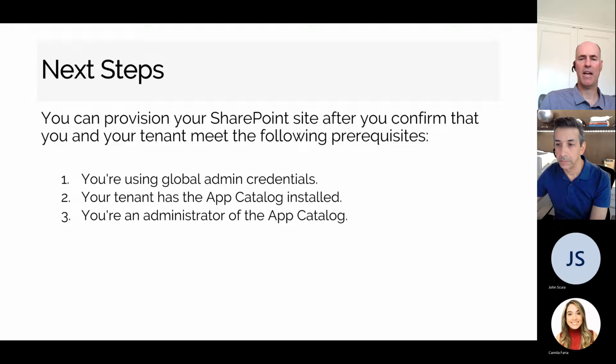Your tenant has an app catalog installed, and you're the administrator of that app catalog. So when I just gave you the example of only needing to be a power user to do this, that's true. Once you get it into your tenant, you need somebody with elevated privileges to help you get this downloaded. I don't know, John, if there's anything you wanted to add on that.